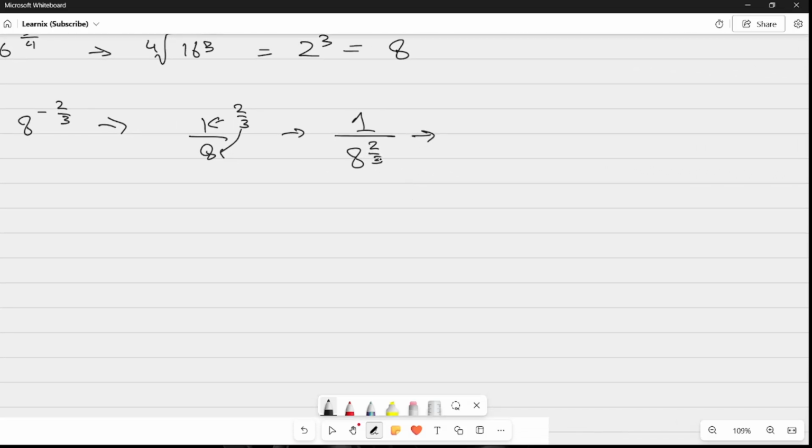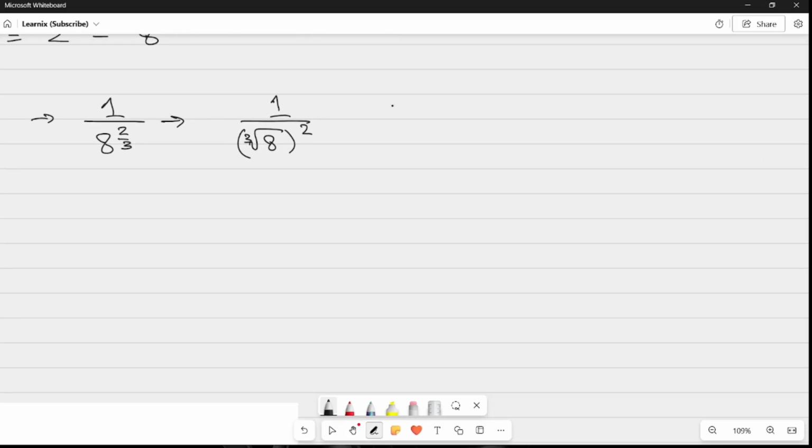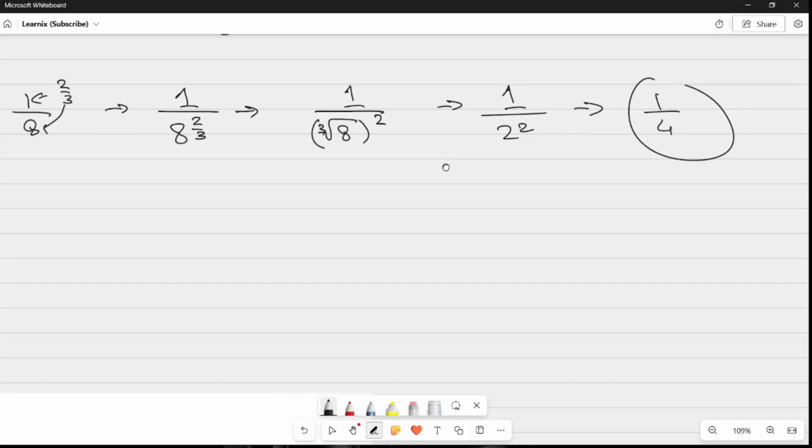Remember what we did before? 2 is the numerator, 3 is the denominator, so 1 over the cube root of 8 squared. Cube root of 8 equals 2, so it's 2 squared, right? And we all know that 2 squared is 4. So our final answer is 1 over 4, right?